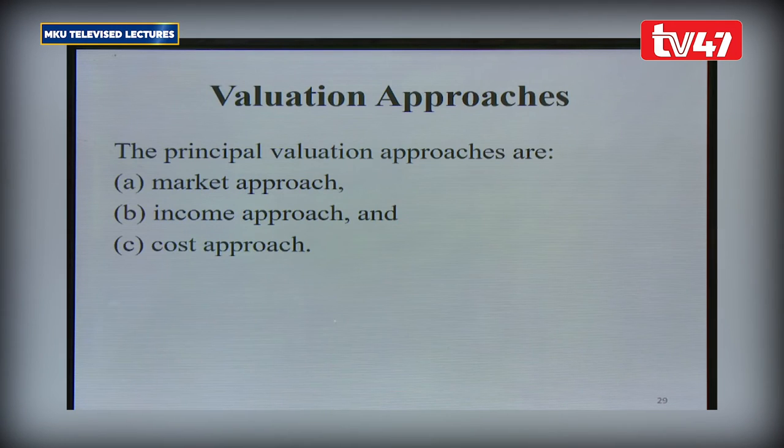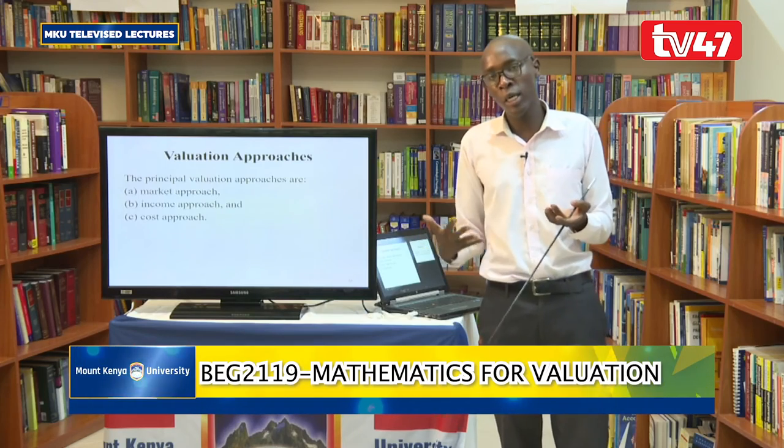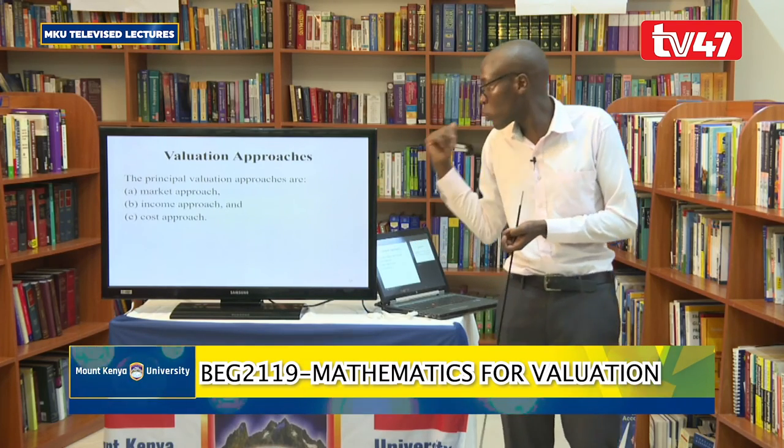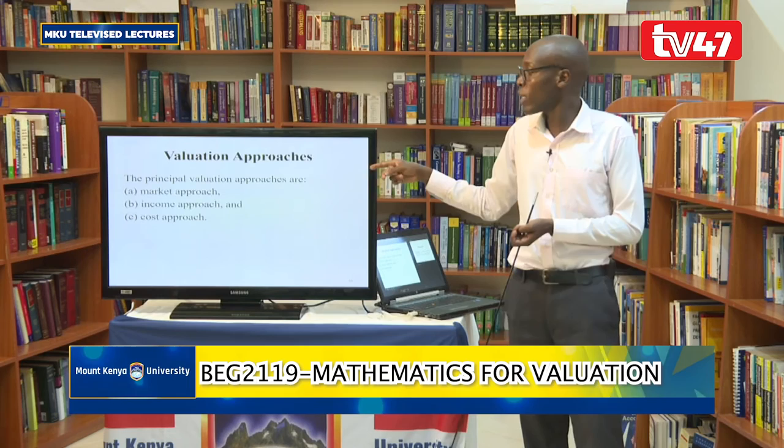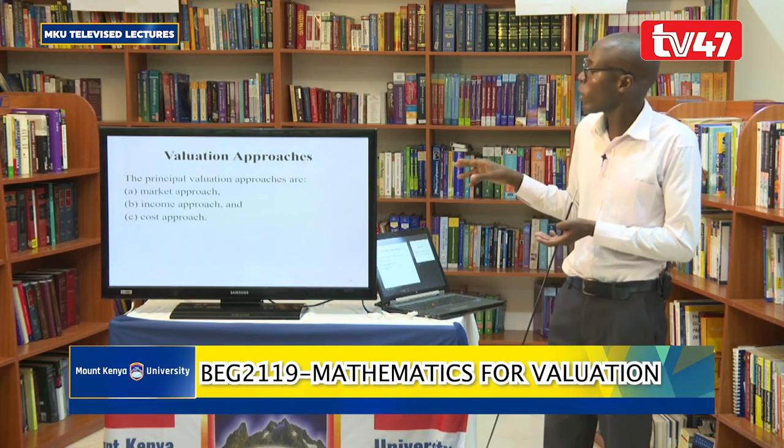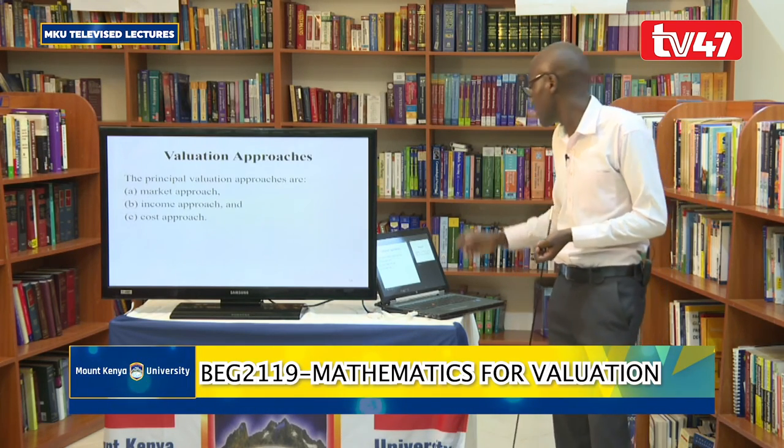Then we have the evaluation approaches. We have the market approach, which is the sales comparables. You have the income approach. Income approach consists of a situation whereby you get the income which is being generated by that property over a given period of time. And then there's the cost approach. How much did it take for the client to construct the property? And here we use what we call the square feet or the meter square of that given property.